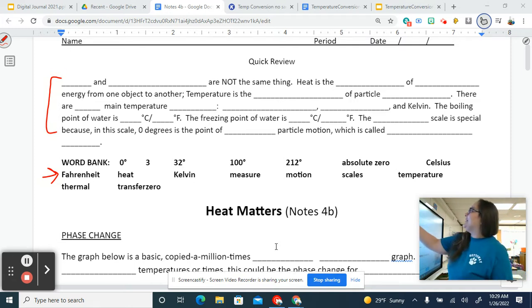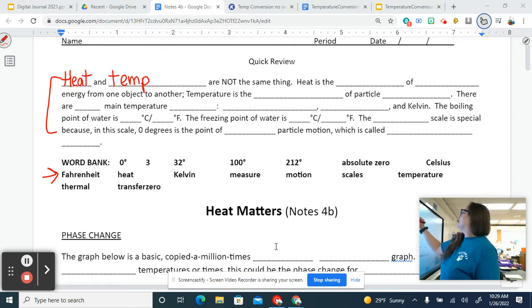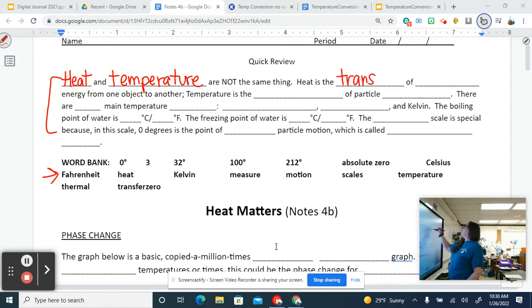All right. So heat and temperature are not the same thing. Heat is the transfer of thermal energy from one object to another. Temperature is the measure of particle motion.